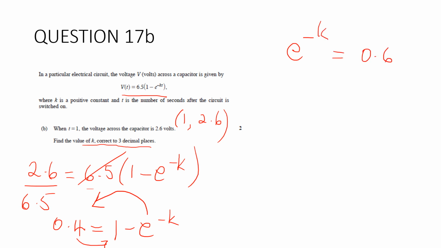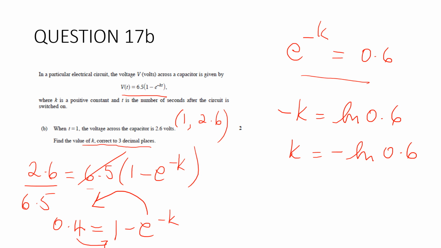All right, let's take this out of index form. We end up with negative k is equal to ln 0.6. And so k is equal to negative ln 0.6, and we want it correct to 3 decimal places. So negative ln 0.6 is 0.511.